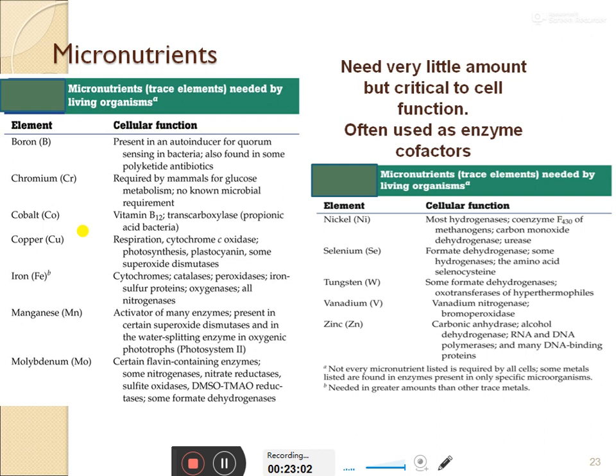So, these are some of the micronutrients needed by living organisms. For example, boron, whose function is in the autoinducer for quorum sensing in bacteria, and it is also found in some polyketide antibiotics. Chromium, cobalt, and copper are used for respiration, cytochrome C oxidase, and biosynthesis. And these are some of the micronutrients needed in very little amounts, but critical to cell functions: nickel, selenium, tungsten, zinc, etc.